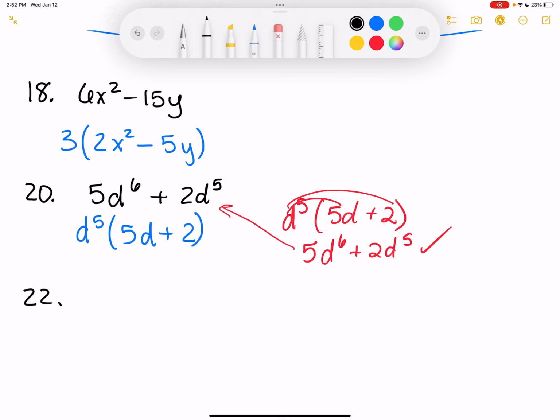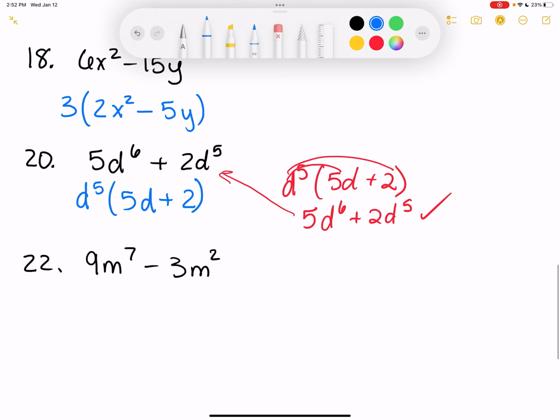All right, 22. 9m to the 7 minus 3m squared. That's fine right there. Okay, so do 9 and 3 have anything in common? 3. So I can take out a 3. And then how about the variables? Are they the same? Yeah.